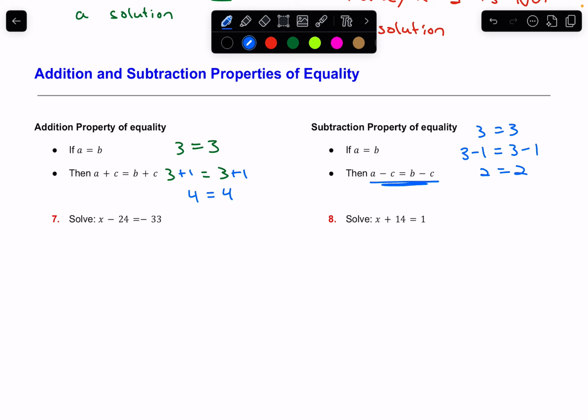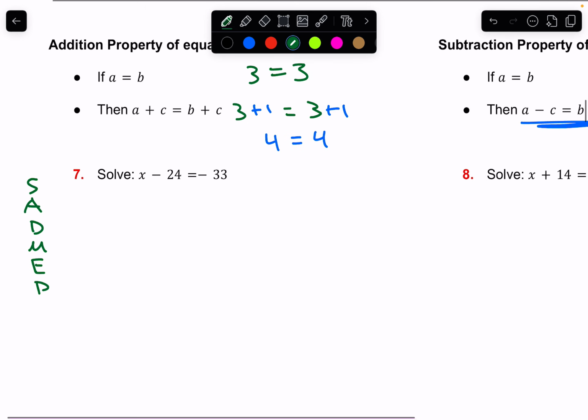So we're going to solve x minus 24 is equal to negative 33. So remember, SAD MEP. Have that in the back of your head. What we want to do is get x all by itself. So right here, our goal is to get this x alone. Just think, if you want to be a loner, you're going to get rid of everyone that's next to you. You're going to get away from people.